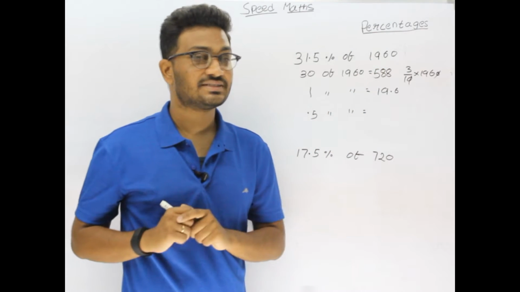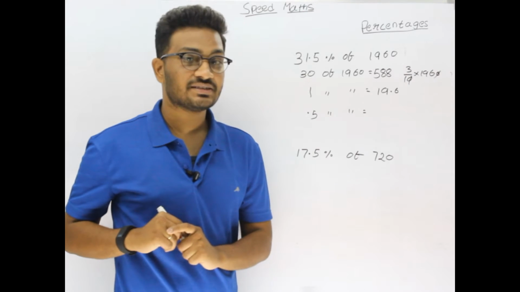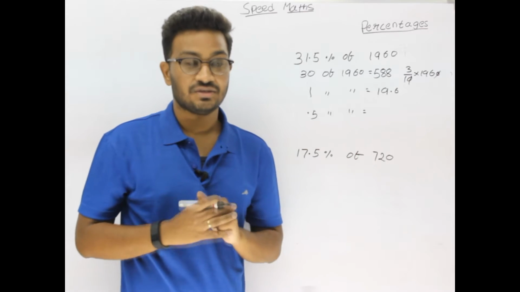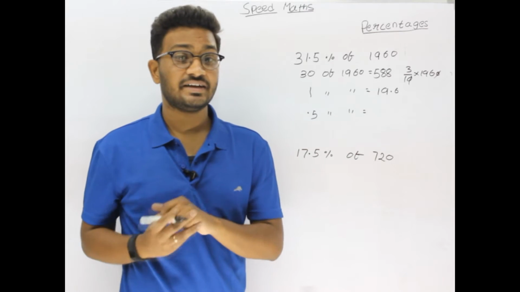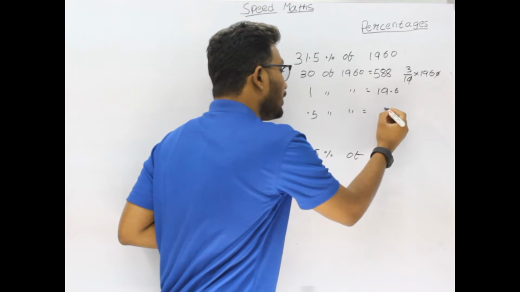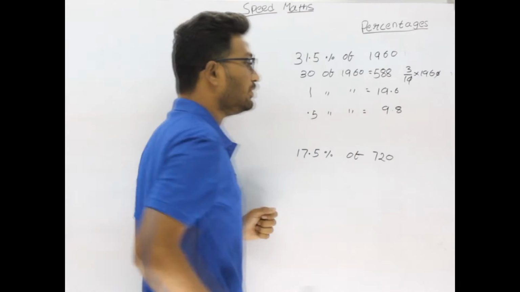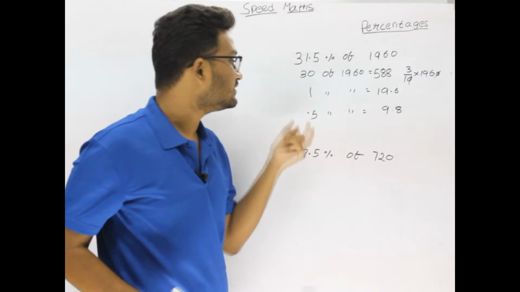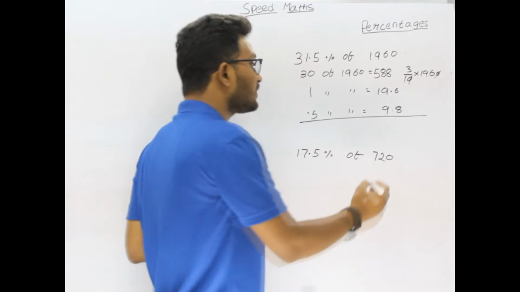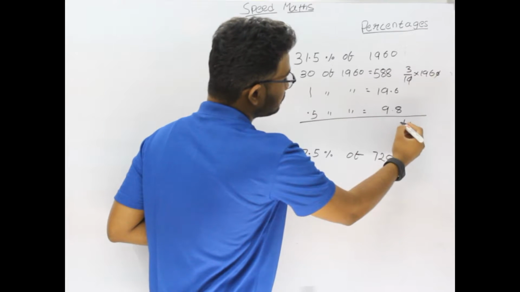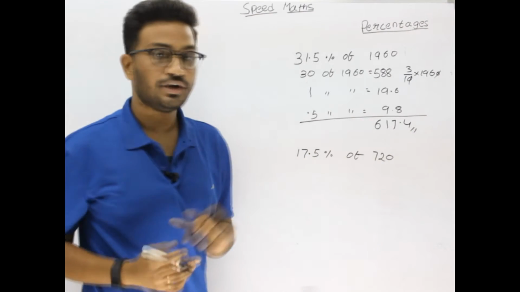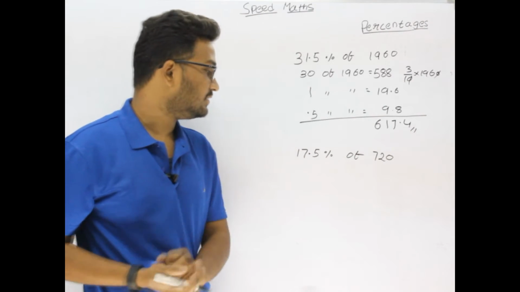Now how to find 0.5%? We all know that 50% is half of 1960, which is 980. So 5% will be 98. So 0.5% will be 9.8. So 0.5% of 1960 is 9.8. Now we got 30%, we got 1%, and we got 0.5%. Next step is directly adding them, which will give us 617.4.